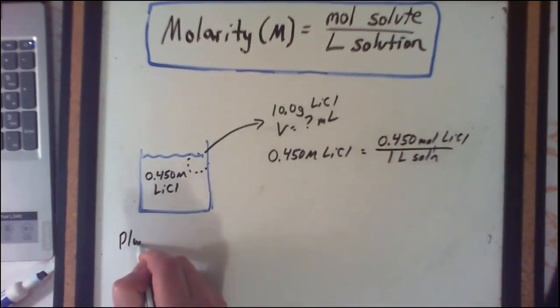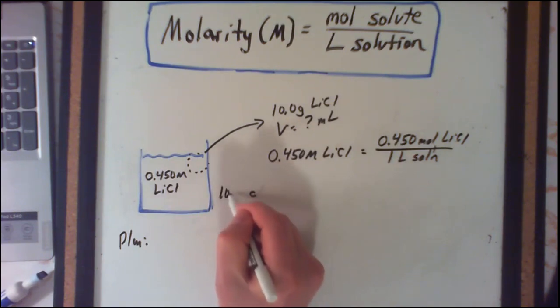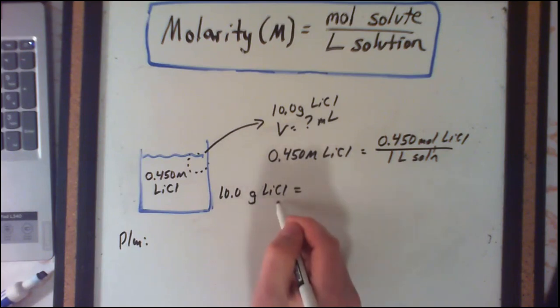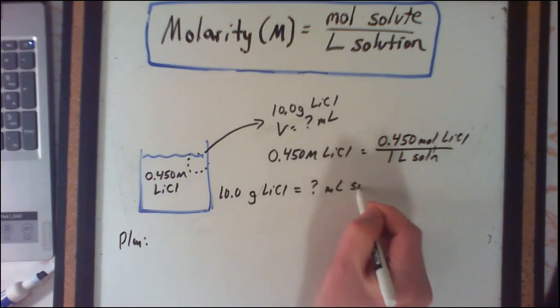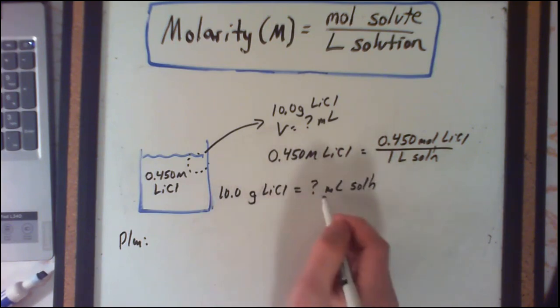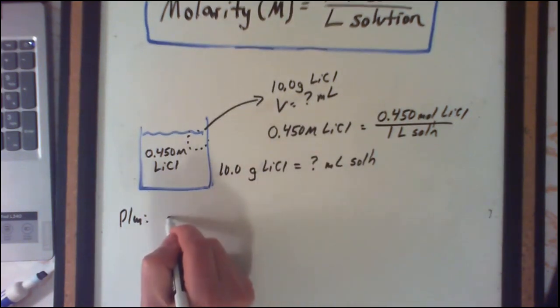So in our overall plan here, we want to relate grams, in this case, 10 grams of lithium chloride. That's how much lithium chloride we need for an experiment. And we want to calculate how many milliliters of solution I need, in which there will be 10 grams of lithium chloride. So we'll start with our 10 grams of lithium chloride.